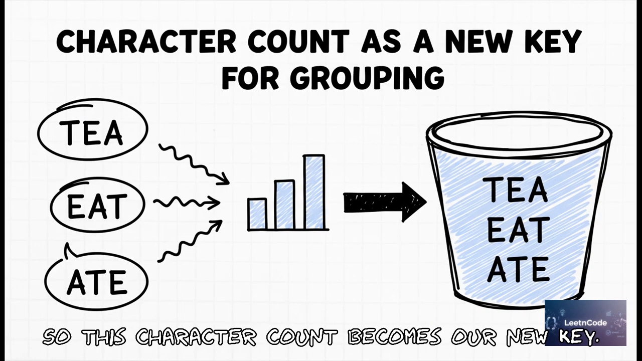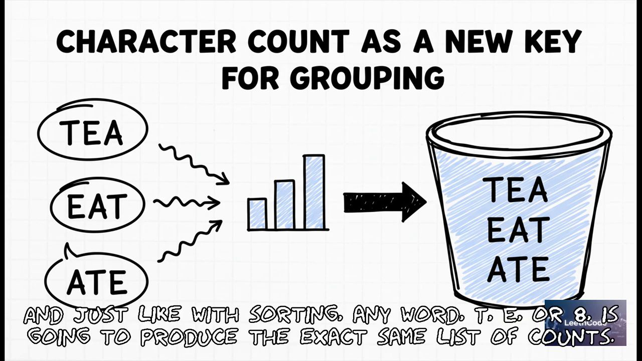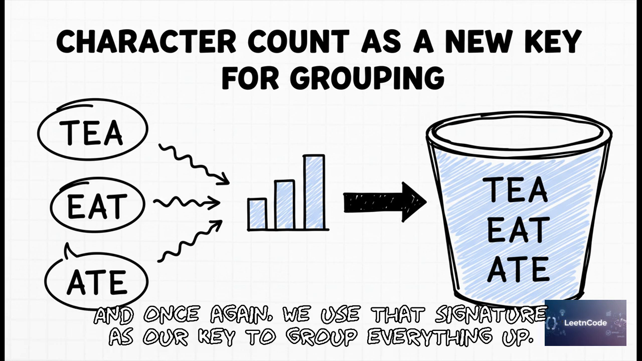So this character count becomes our new key. You could represent it as a list of 26 numbers, one for each letter of the alphabet. And just like with sorting, any word, tea, eat, or ate, is going to produce the exact same list of counts. And once again, we use that signature as our key to group everything up.